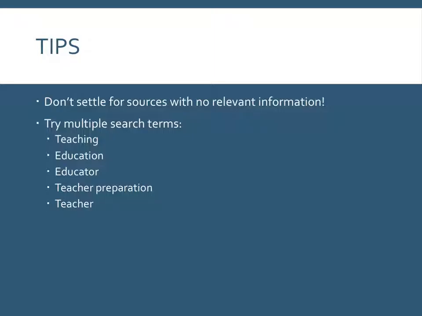When websites are created, they get keywords set up for them, or the author of the website will set it up. And they might choose education over educator, and you may be searching for educator and totally miss a really great resource. So try those search terms. Even if you have enough information, try multiple search terms anyway. You might uncover something even better.